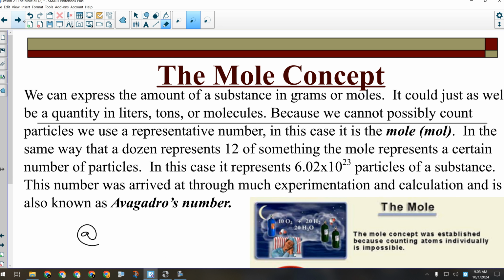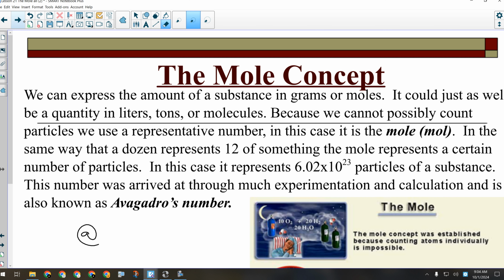All right, so when we talk about materials, chemicals, things like that, okay, we can express the amount of a substance using a lot of different units, okay? We can say the mass of that material is this many grams. We could say that the volume of this material is this many liters, right? Or we could say it's this many moles, okay?